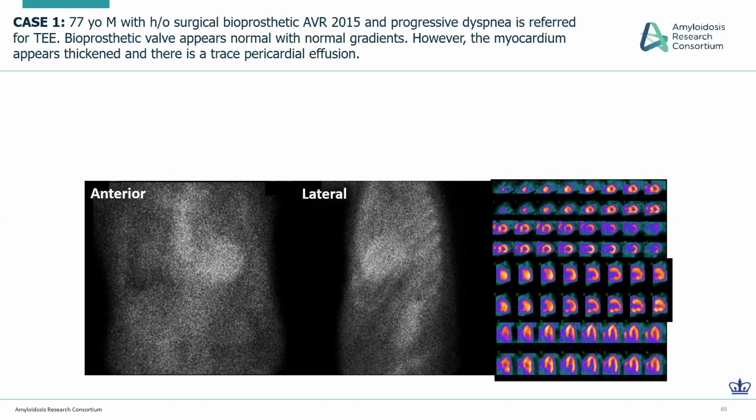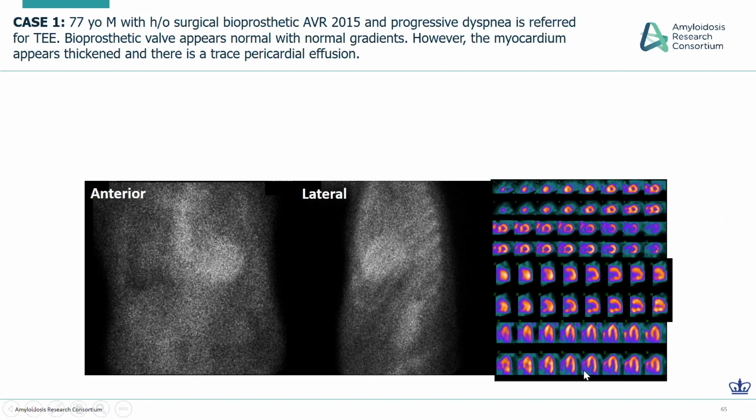And then we draw the ROI on the anterior view. So remember, the heart to contralateral ratio is done in the anterior view, and on the lateral view, we do the visual scoring. And then on the last image is the SPECT image, where we can see clearly the myocardial uptake in the myocardium, and there's no blood pool. So this one is positive for TTR cardiac amyloid.